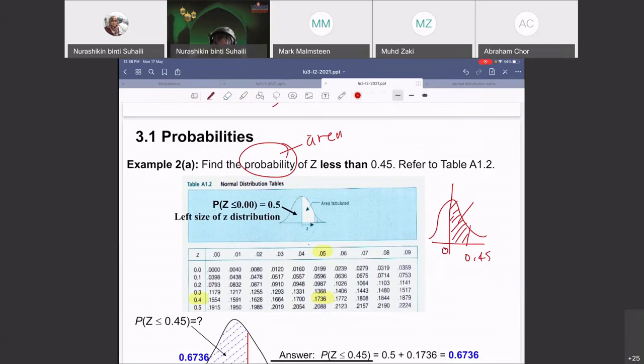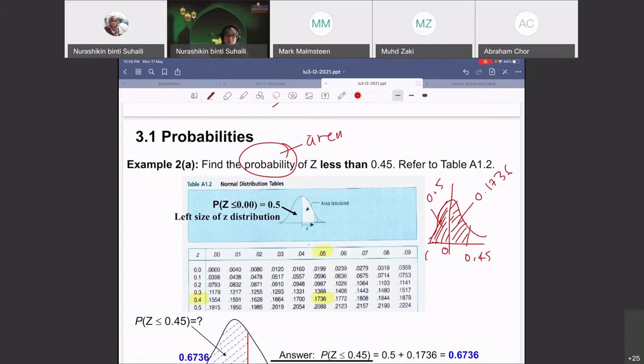Okay, so this area given to you, 0.1736, is just referring to the one side. But in reality, you also have to consider this negative axis here, right? Which you know that the total area is 0.5, right? Because this one is actually referring to the whole distribution.